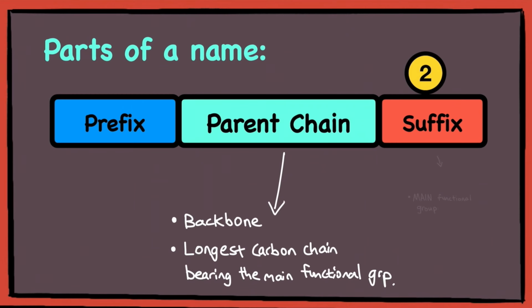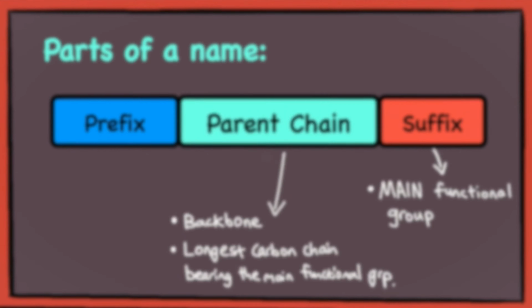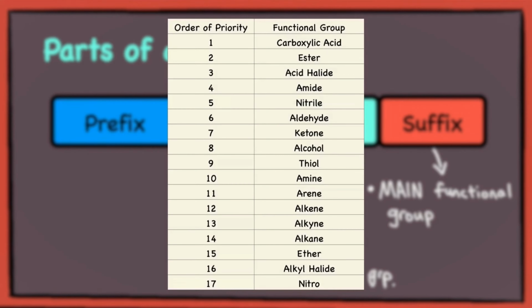Step 2, add in the suffix. The suffix denotes the main functional group. The reason why I say main is because there could be more than one functional group present within the same organic compound, and we will choose only the main one. To know which one is the main one, we need to look at the priority order of the functional groups. From this table, the carboxylic acid functional group has the highest priority, aka it has the highest rank out of all the functional groups, while nitro has the lowest priority.